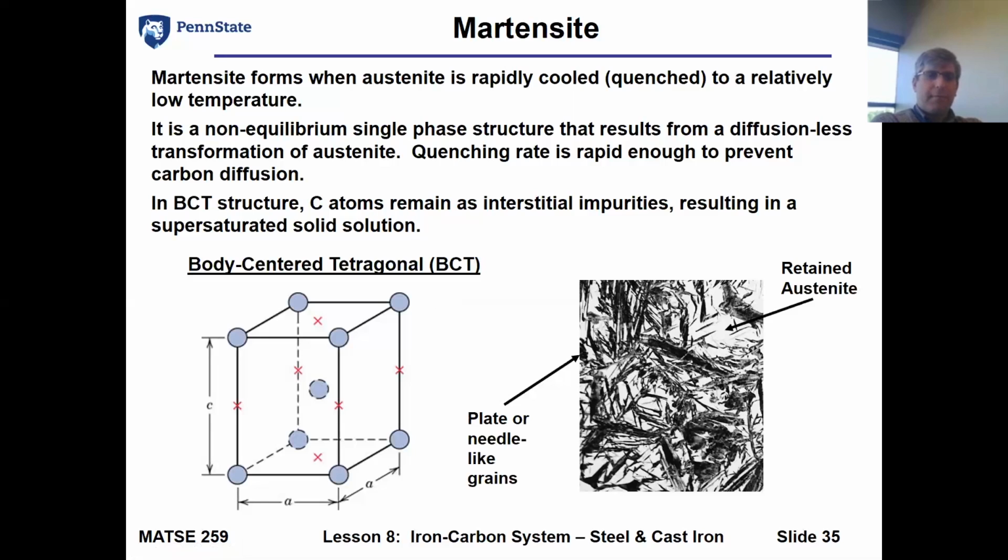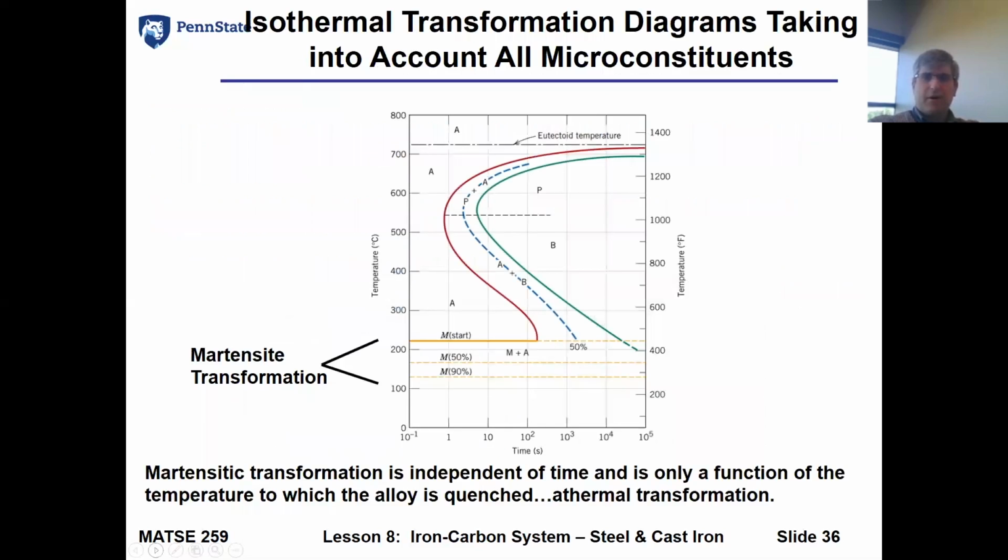And so going back to this eutectoid or this 1078 steel, what we tend to see is we have our eutectoid temperature right around 727. We have our coarse pearlite, our fine pearlite, our bainite, and we see that these are all involved in these sort of C-type curves. Martensite is independent of time, and it's only a function of temperature to which the alloy is quenched. So it's an athermal transformation. And these athermal transformations are represented as horizontal lines on the TTT diagram.